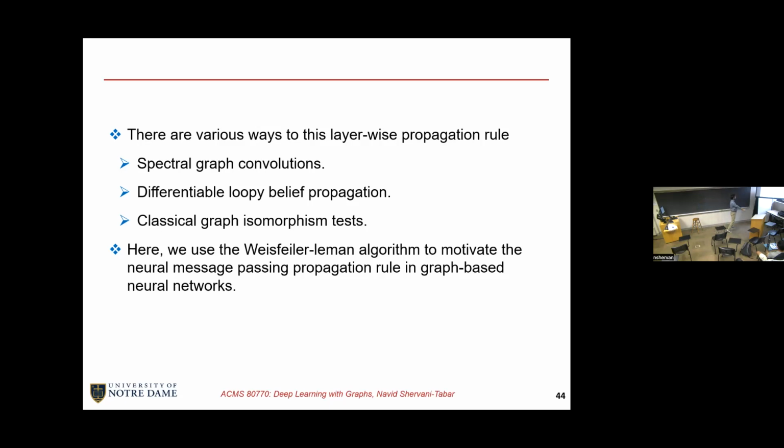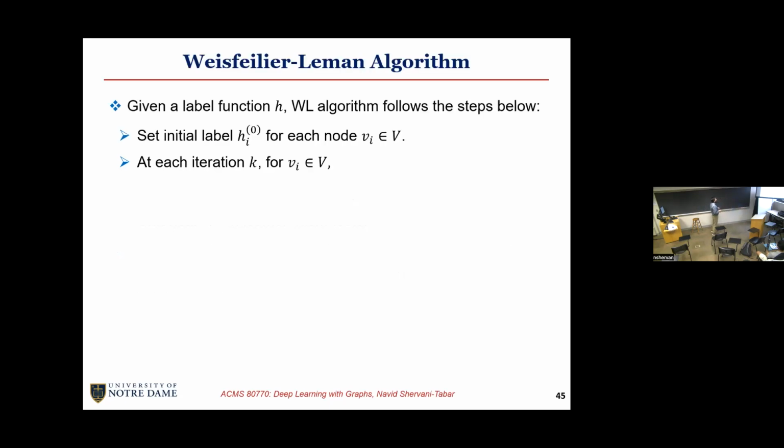We're going to look at the Weisfeiler-Lehman algorithm, right? Which was a test to see if two different graphs are isomorphic or not, right? And using that, we're going to motivate the basic graph neural network that we're dealing with here. So let's just review the Weisfeiler-Lehman algorithm.